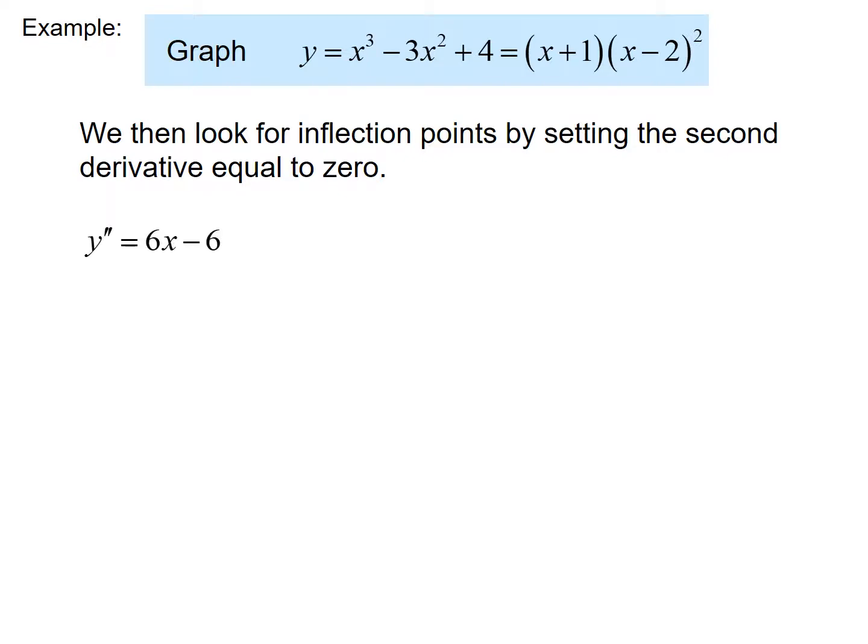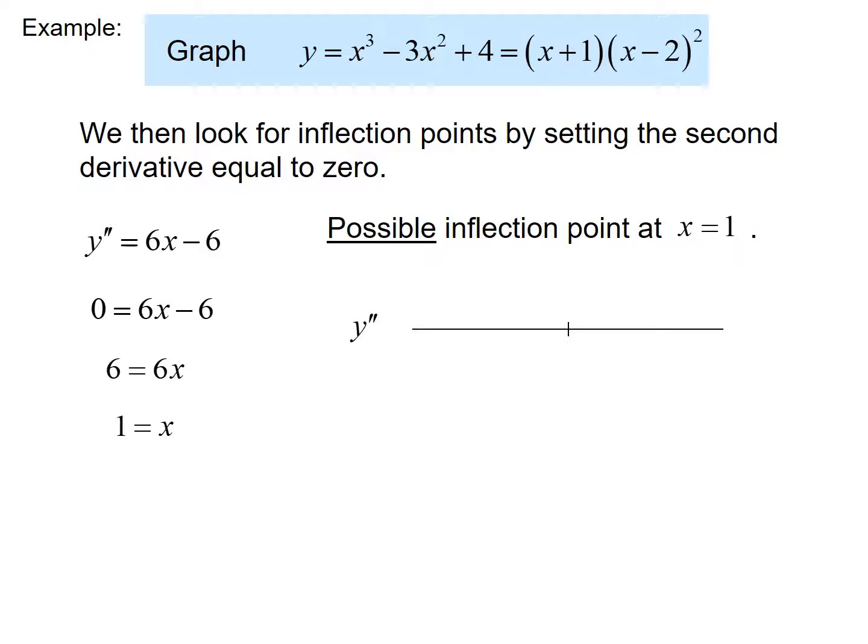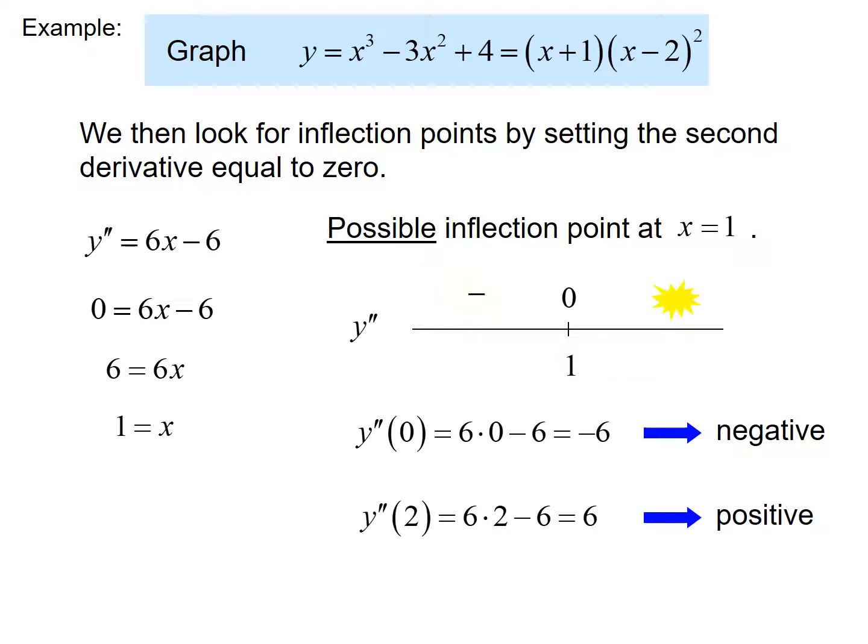Okay, so if we're looking for inflection points, y double prime is 6x minus 6. We set that equal to 0. So x equals 1. And we can use a number line with the second derivative. Check numbers to the left and right of 1 using the equation for the second derivative, 6x minus 6. And we can find that this curve is concave down from negative infinity to 1 and concave up from 1 to infinity.